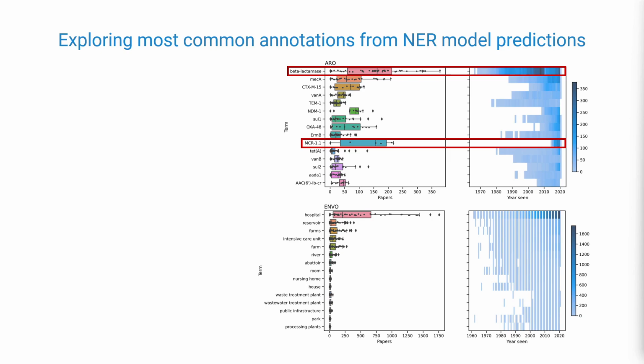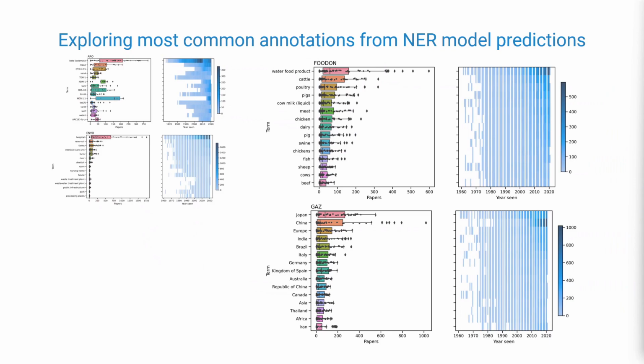Looking at the environments, you can see that hospital is mentioned the most often by a disproportionate amount each year as well. From this, you get an understanding of the importance scientific research gives to each environment. You can also see that waste and wastewater treatment plants have only started to be investigated and thoroughly researched since the 2000s. For food items, the most common term is water, followed by common food products like cattle, poultry, pigs, and milk. And for geographical mentions, Japan and China are mentioned the most often.